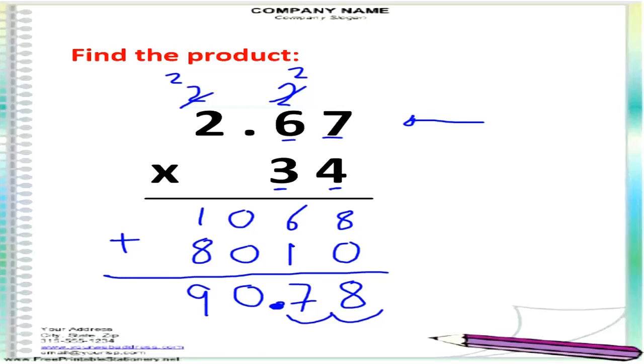So again, I will ask a question. What is the difference between multiplying a whole number by a decimal and multiplying two whole numbers? When multiplying whole numbers, do we need to place decimal point in the product? No. What about when multiplying a whole number by a decimal? Yes, we need to place a decimal point in the product. So in this lesson, we learned that the steps involved in multiplying a decimal and a whole number are similar to the steps used in multiplying two whole numbers, except that we need to place a decimal point in the product.